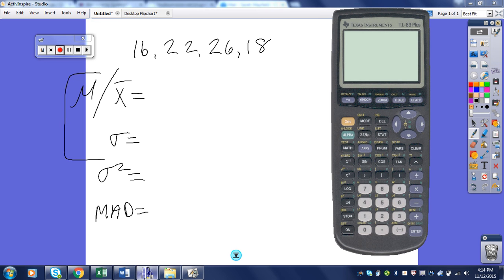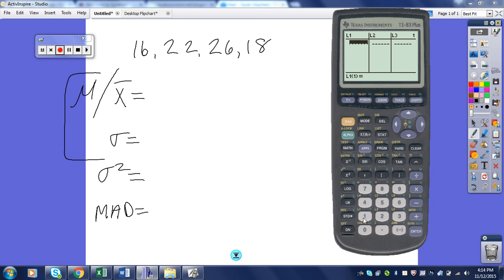So, okay, let's turn on the calculator, clear out data, push stat, hit enter. Notice I have old data in my calculator. How do I clear it out? You push the up arrow to where your black cursor is hovering over L1. You hit clear, and then you hit enter. It deletes them.